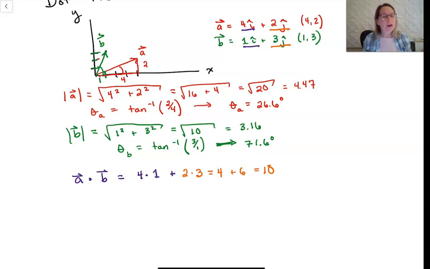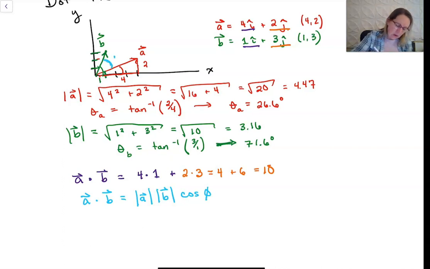Okay, now why is it defined this way? It turns out that it's defined this way because it's useful. You can define a multiplication any way you want as long as you specify the rules and make sure it uses rules of multiplication. And in this case, it turns out that A dot B is equal to the magnitude of A times the magnitude of B times the cosine of the angle between the two vectors. So that would be this angle right here.